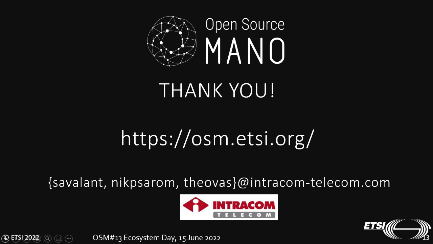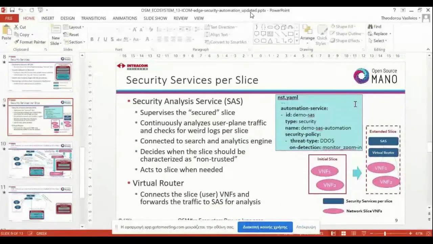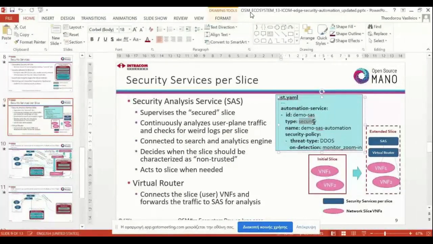Yes. Okay, so if you see this light blue box here, this is where inside the NST descriptor we declare the automation service that is of type security, which has a name and an ID, etc. So it also includes the security policy. Here we declare a list of different threat types to be detected on a high level, plus the action to be taken on detection.